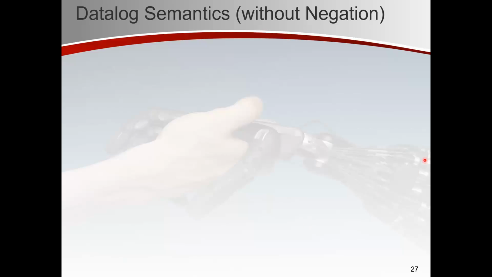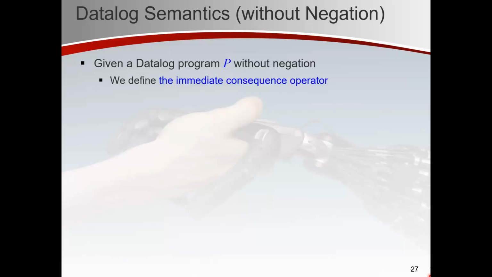Okay. So now let's look at the semantics of what happens there. There's one very important concept that will be introduced now. Let's say we have a Datalog program P, and this program does not use negation. So we're first looking at programs without negation. We can define something we could call an immediate consequence operator. So what is an immediate consequence operator? It transforms a set of facts to a new set of facts.